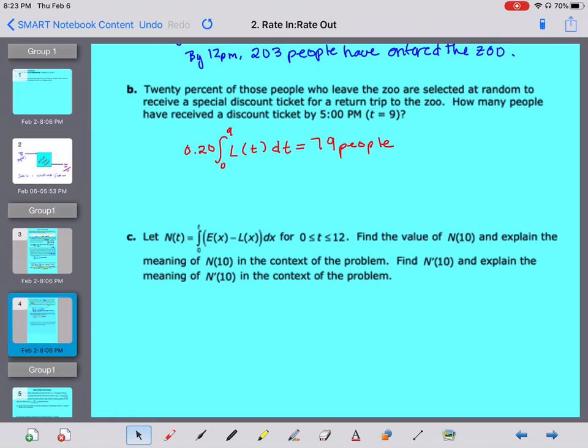So let's start there. So if we're plugging in n of 10, or we're plugging in 10 for our t value. So 0 to 10. You can keep this as e to the x. You can keep it as e to the t. It's not going to really matter at this point. So I'll keep it as e to the x this time. Minus L of x dx. And then, of course, I'm using a calculator to calculate this. We get 274 people.